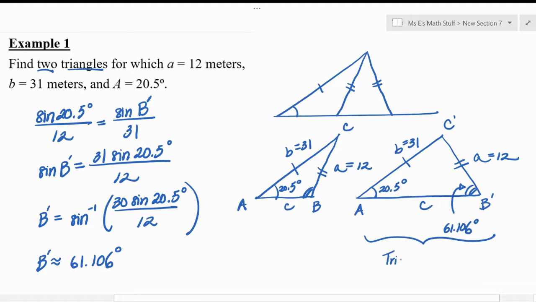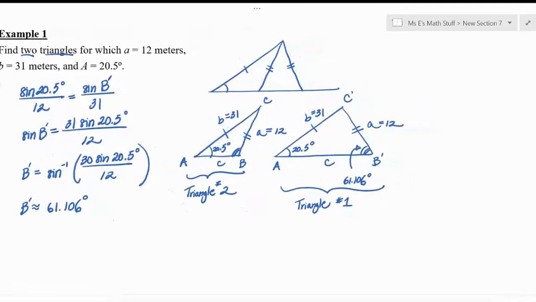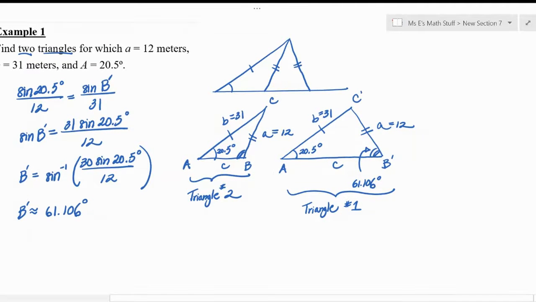So your acute triangle is always going to be the first triangle that you end up solving for. And then when you're done with it, you could always solve for the second one. I hope that makes sense. Okay. So what we're going to do is finish out the work for triangle 1, and then we'll carry over and talk about how to get to triangle 2. No big deal. Okay. So let's finish out triangle 1.